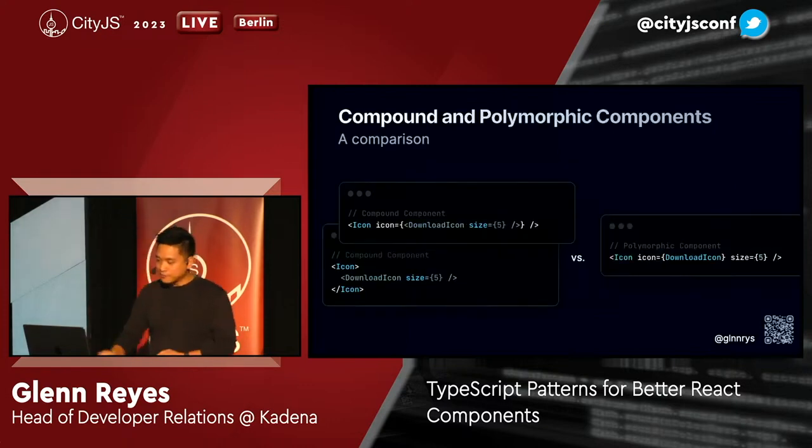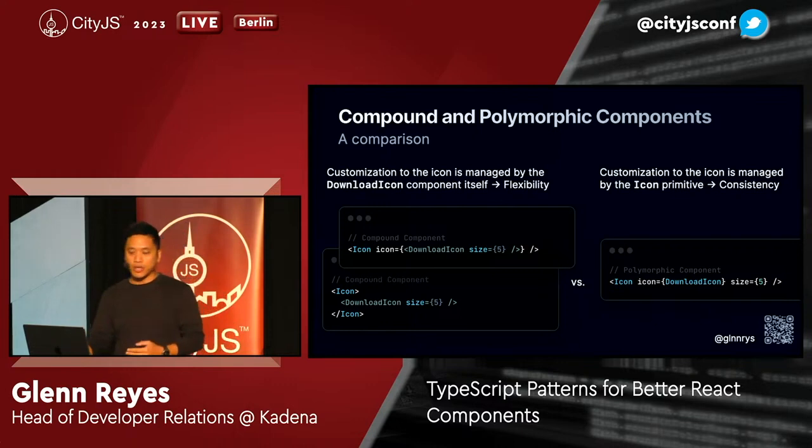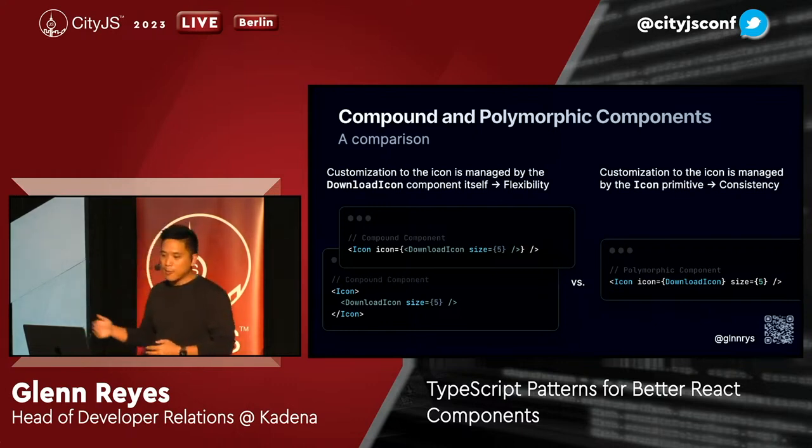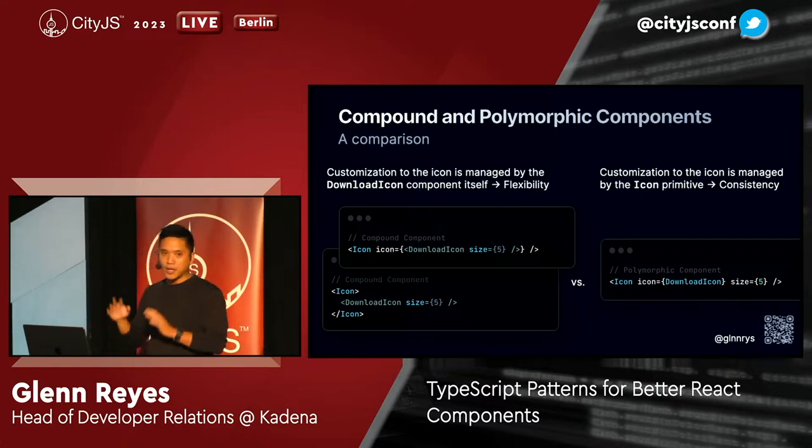Now let's talk about compound versus polymorphic components. To explain a little bit, compound components are basically meant for where you want to have customization managed by the component itself. So for example, if you have an icon, and then the download icon defines what size it is, what color it is, etc. Whereas if you have polymorphic components, these kinds of customizations are defined by its primitive.